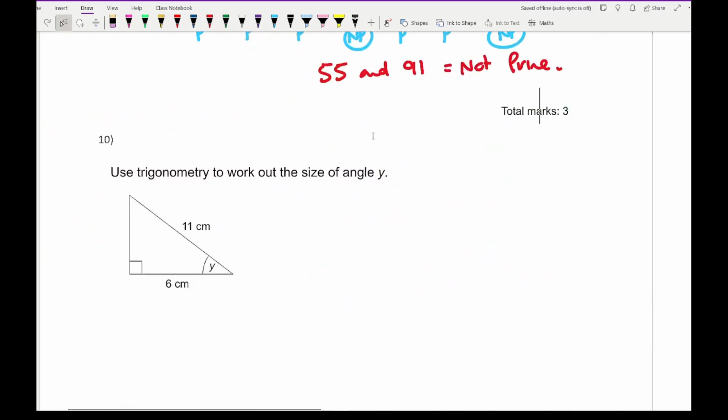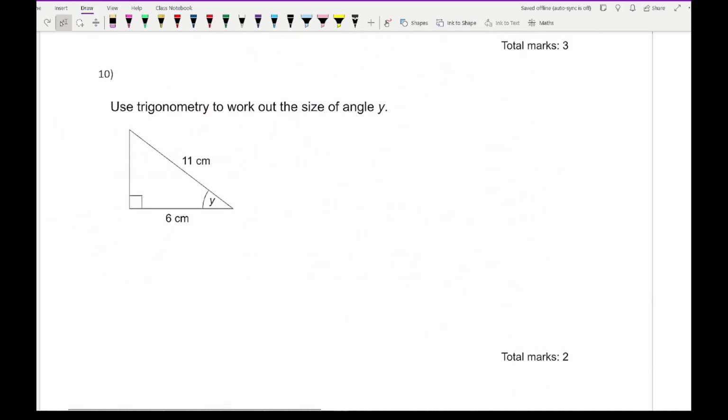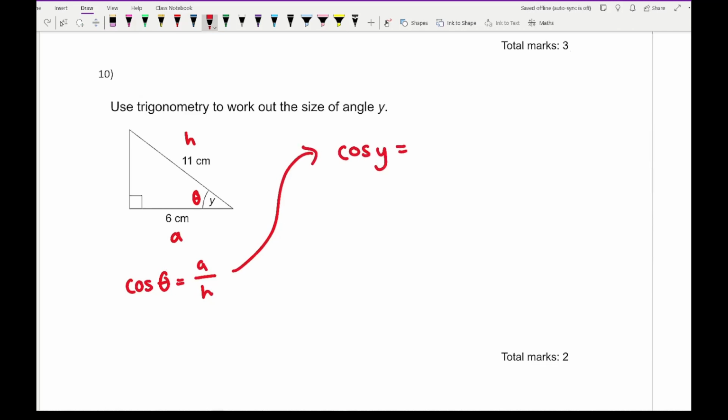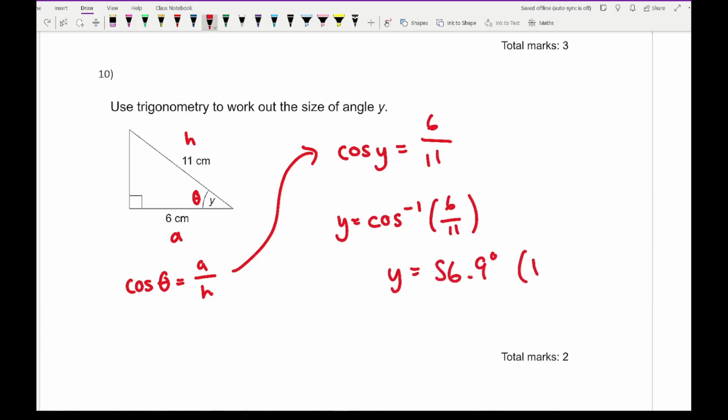There we go. Looking at question 10, this is looking at SOHCAHTOA trig. So all I need to do here is label the diagram. So this is theta, that's the hypotenuse, and this is the adjacent. So here I'm going to be using cos theta equals the adjacent over the hypotenuse. So substituting those numbers in, I get cos y equals 6 over 11. So, let me correct that. y equals the inverse cos of 6 over 11. So y equals 56.9, and that's to 1 decimal place.